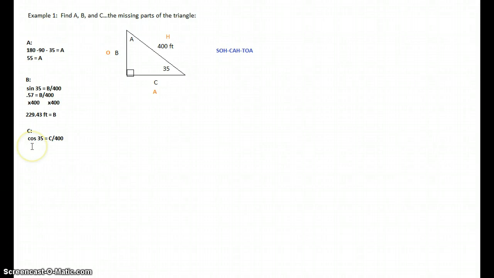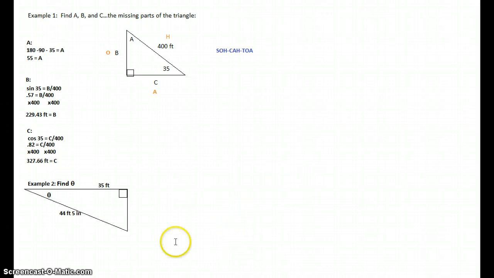Once again, you could do this many different ways to figure out what C is, but this is the way I'm choosing. So I'm going to put in cosine of 35 equals adjacent, which is C, divided by hypotenuse, which is 400. So I have cosine of 35 equals C over 400. I put cosine of 35 into my calculator, and I get 0.82 equals C over 400. Multiply both sides by 400, and C will be 327.66 feet. And that's how you find the missing parts. Last example, and then you guys can work on the problems.